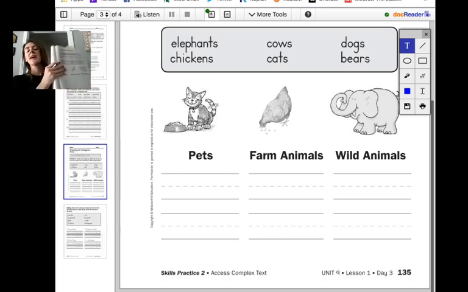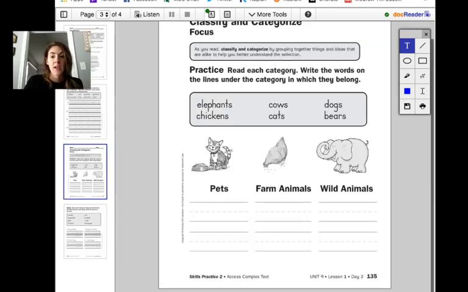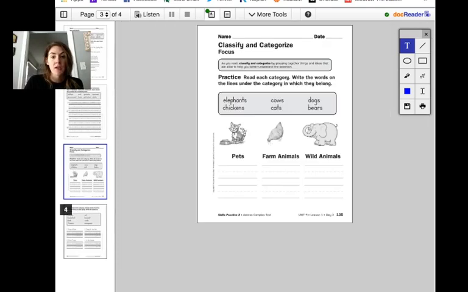So in your book, as neatly as you can, all lowercase, make your tall letters tall, short letters short. You're going to write elephants under wild animals. I'm going to do it here. How's it look? Good. All right. So once you're finished with that page, you're going to flip it on over.